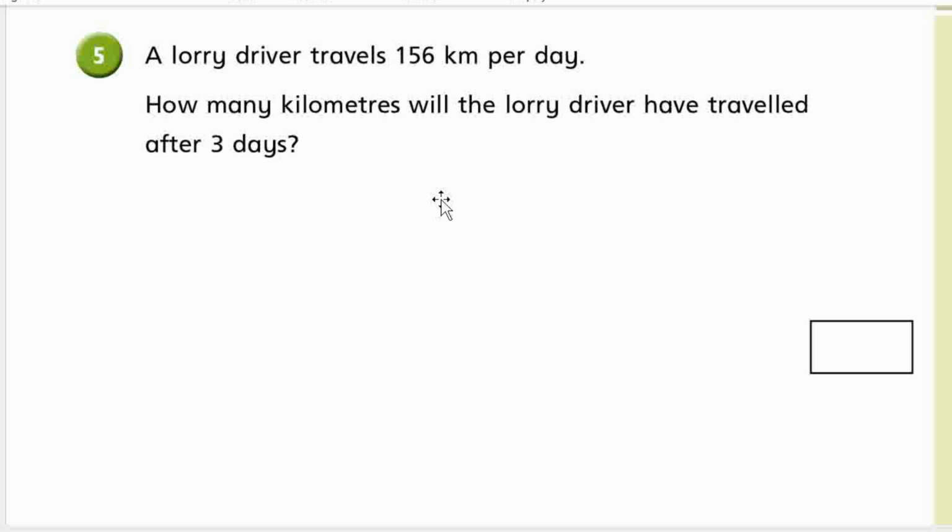Oof. A lorry driver travels 156 kilometers per day. How many kilometers will the lorry driver have traveled after 3 days? So basically it's 3 times 156. So I need to do this. 1, 5, 6 times, and then 3. What's 3 times 6?